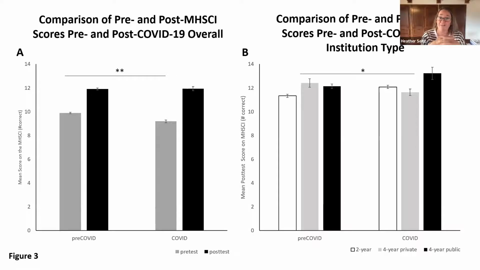So the exciting thing is that even though those students during that COVID semester started out lower with their pre-test score, they achieved the same level of post-test score at the end. That was a surprising finding for us, right? That they did better overall. And then we looked at institution type for that as well. So the 2-year institutions and the 4-year public institutions, while not significant, both trended towards an increase in pre to post-test scores. But we did see that the 4-year private institutions had a significant decrease in their post-test score pre-COVID to that post-COVID semester.